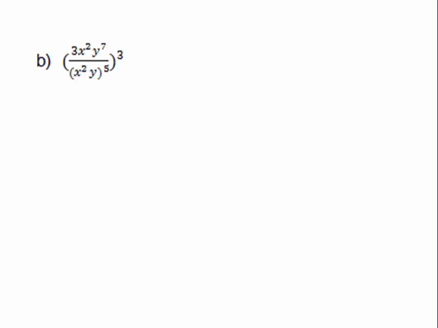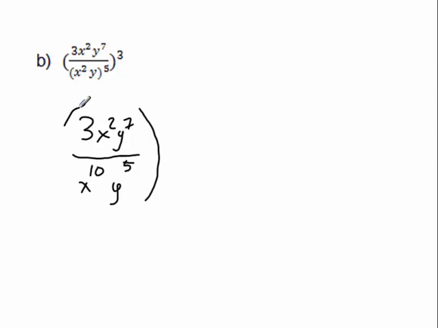Let's try another one here. Ooh, now I have two different sets of parentheses. I have parentheses in the bottom. Well, x squared y times y all raised to the 5th is x to the 10th y to the 5th. So I can rewrite this as 3x squared y to the 7th over, and this is going to give me x to the 10th y to the 5th. Now all of this is being cubed.